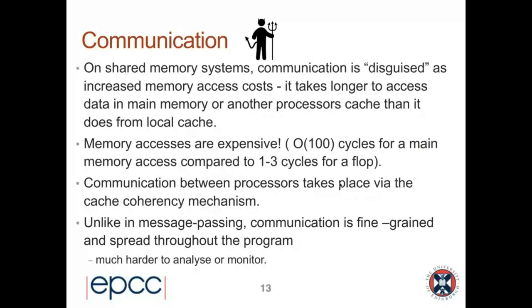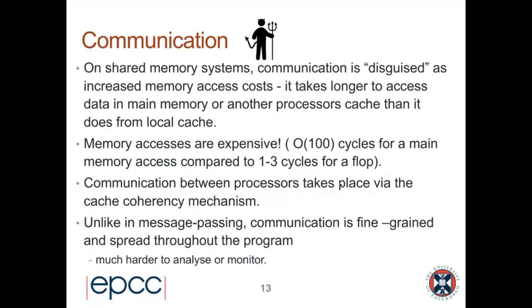We have to remember that memory accesses are relatively expensive. On modern hardware, we're talking about on the order of 100 clock cycles to retrieve data from main memory, compared to a handful of cycles to do an arithmetic operation. So memory accesses are relatively expensive things. Communication between cores on a chip and between different chips in a multi-socket system takes place via the cache coherency mechanism.